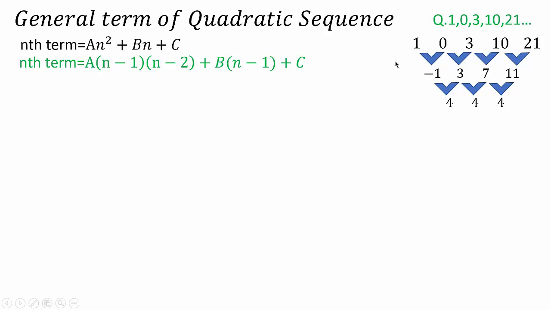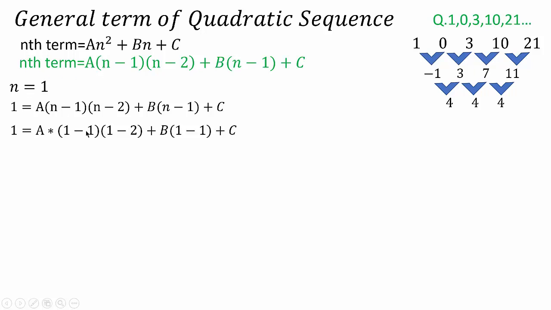Let's go to this example and put n equals 1. When n is equal to 1, the first term will be 1. The benefit of using this formula is that since we are putting n equals 1, the n minus 1 term over here and the n minus 1 term over here will get cancelled to give 0. So we will finally remain with only the term c. So we can easily find that c is equal to 1.